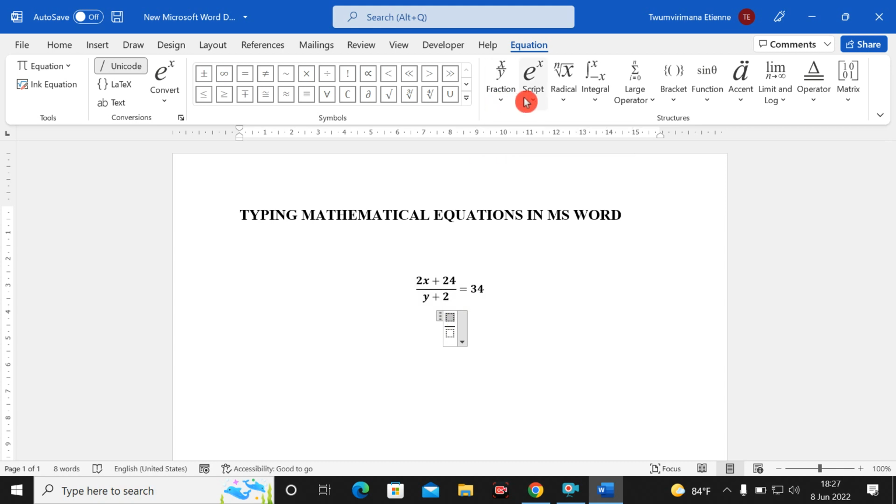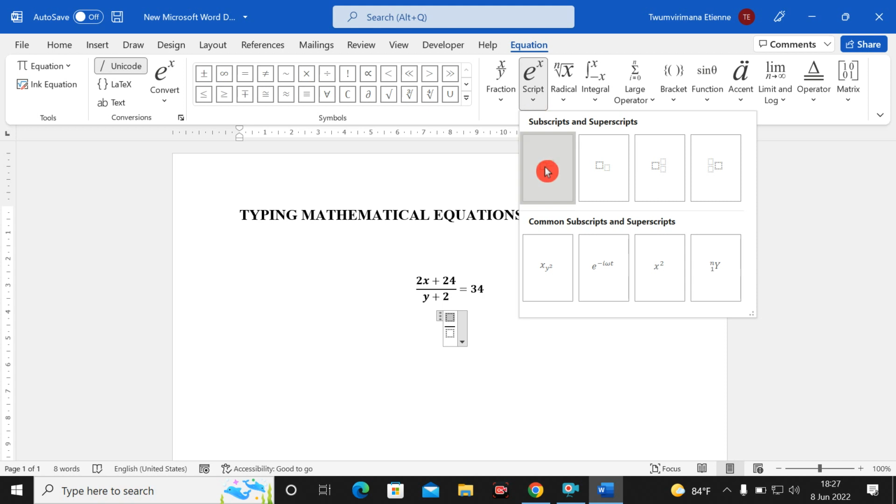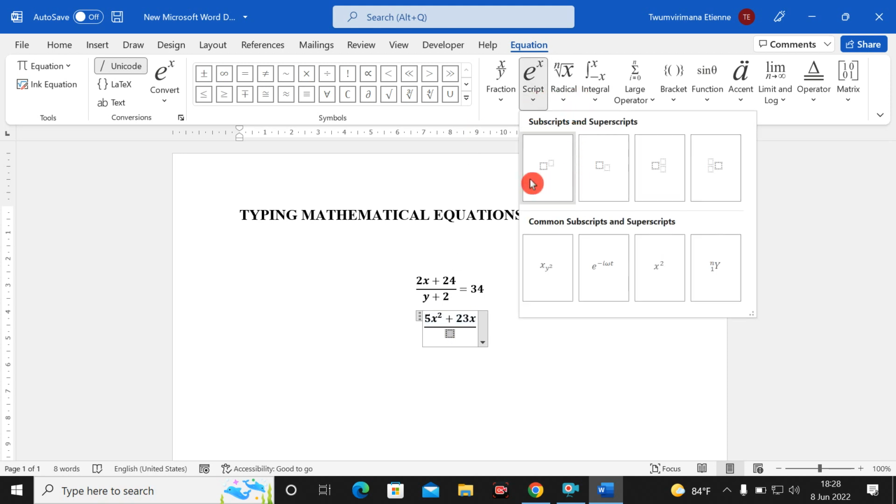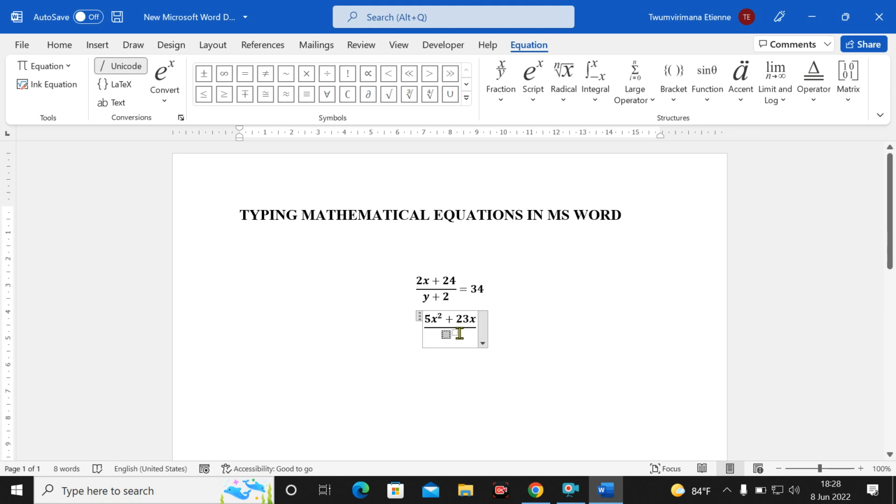And within a fraction, I can use script. Let me use upper script. I click in the one box and I go to script there. I can type maybe 5 and something like x, and I go into this box here. I put square and I go down there to put plus and something like, let me type 23x, and I go down here to put something too. I can also use script here. You see, you have upper script, down script. Let me use upper script. I can type maybe y cube or y square. I can put whatever I want, and this is fractions.